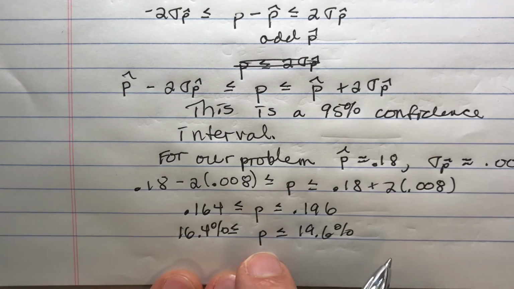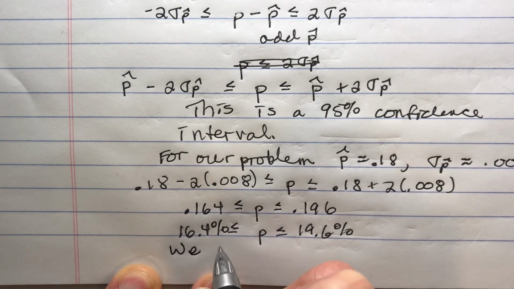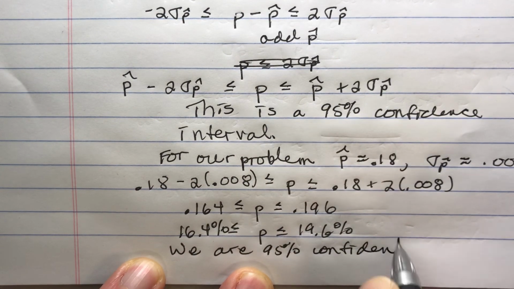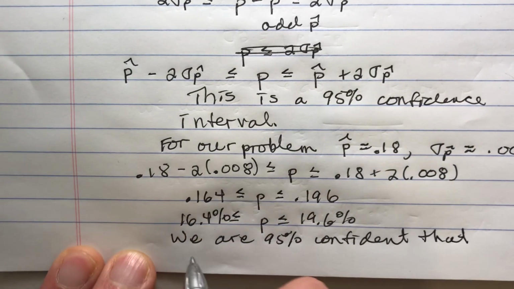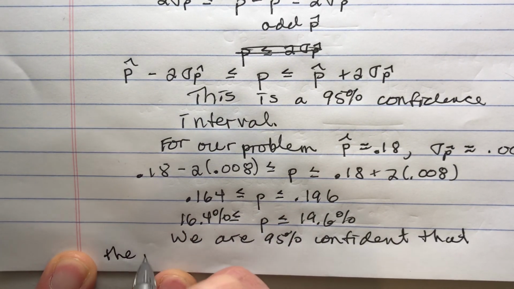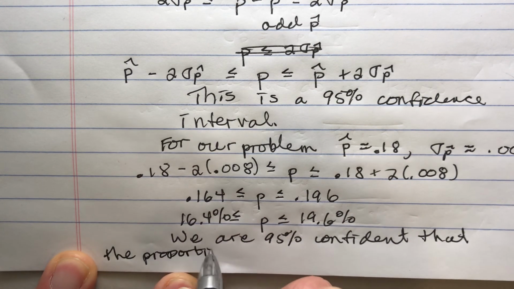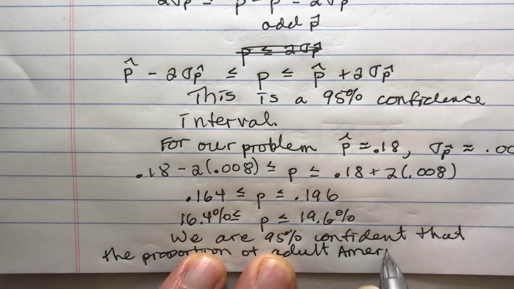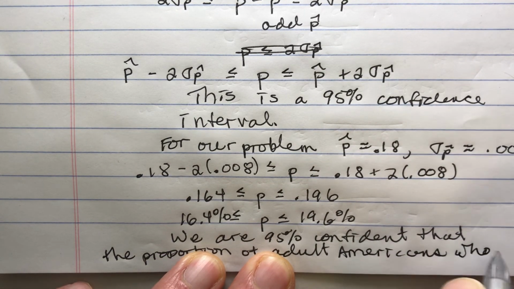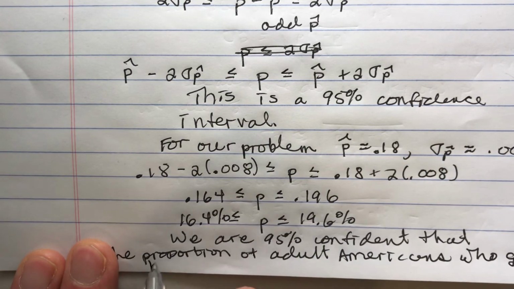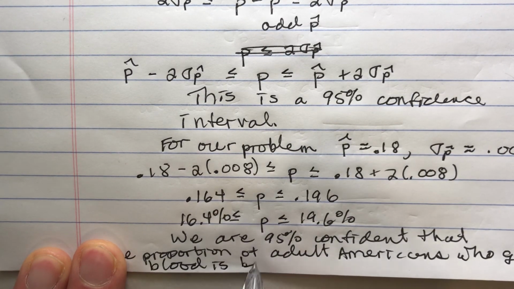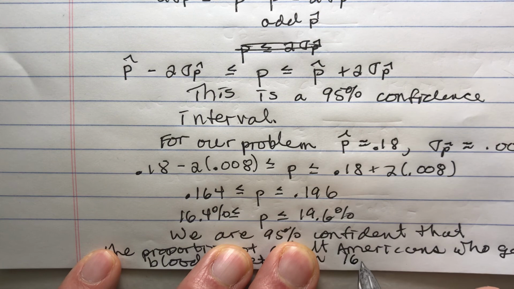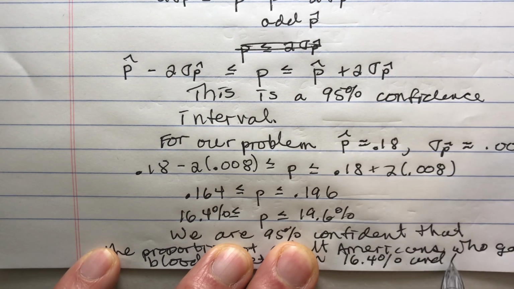But what we have is that we are 95% confident that the proportion of adult Americans who gave blood is between, sorry, I ran out of space, 16.4% and 19.6%.